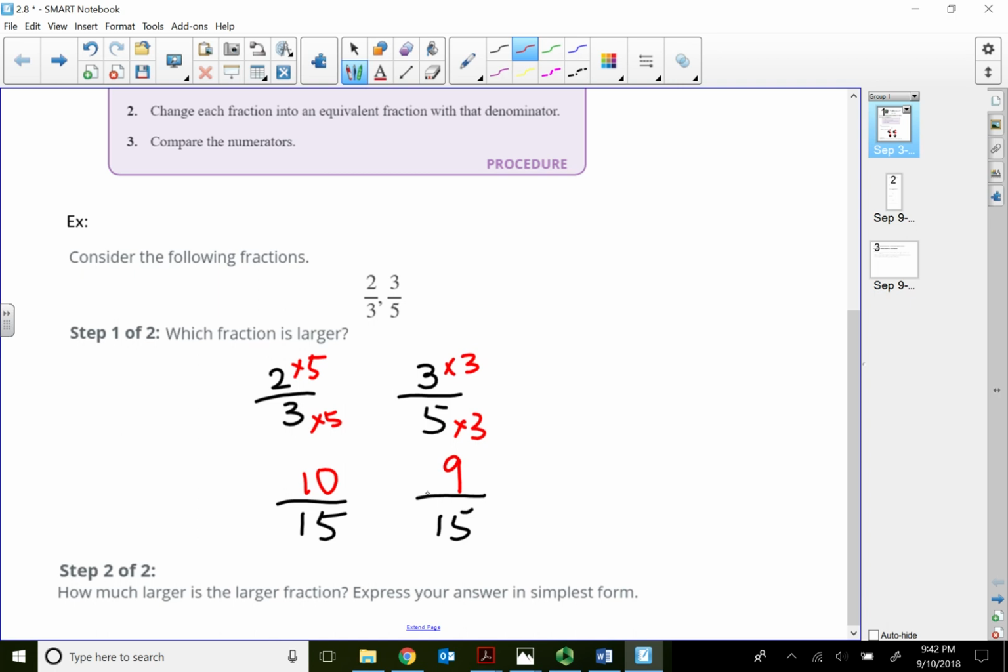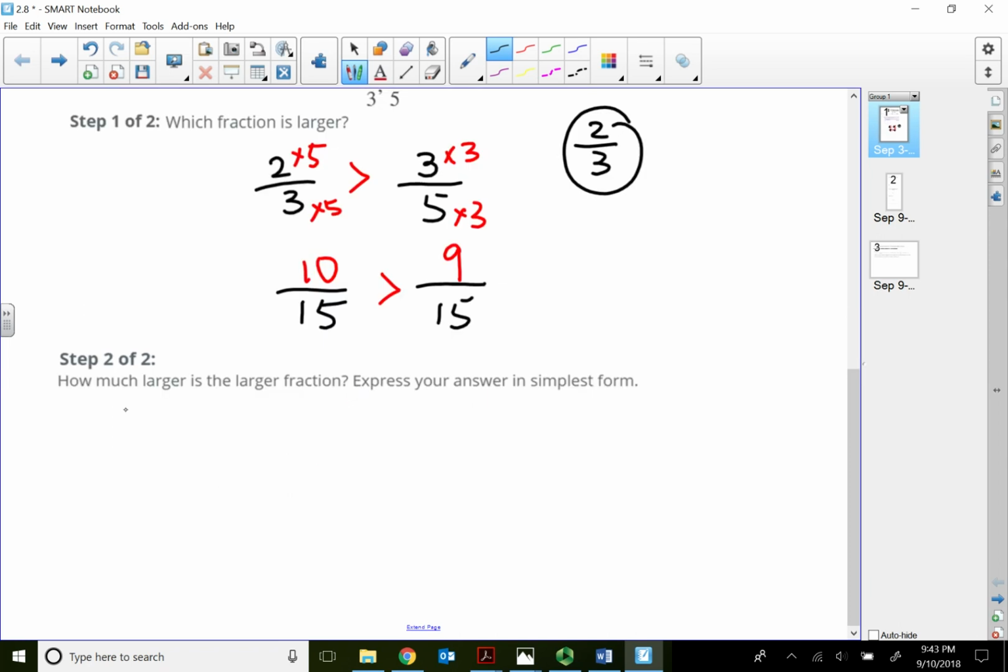So 10 is bigger than 9. That is saying 2/3 is going to be greater than 3/5. All right, so which fraction is larger? The 2/3 is larger. All right. How much larger? How much larger is the larger fraction?